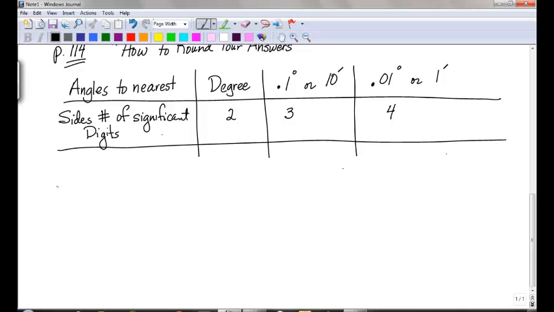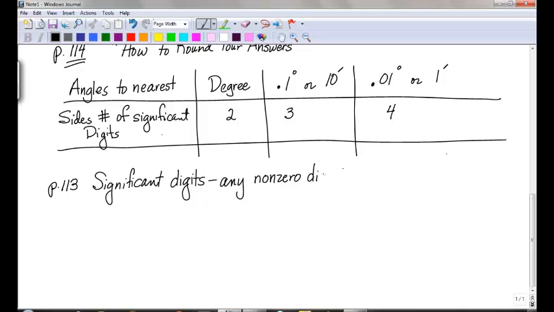Okay, so now significant digits. Definition, for this author, significant digits. How many of you had chemistry already? Already talked about significant digits? Oh, okay. Definition-wise, it's any non-zero digit. Any non-zero digit. So anything other than a zero is considered significant.